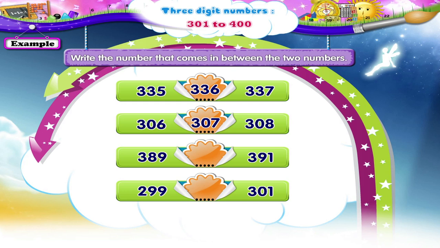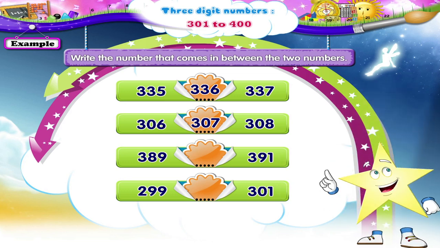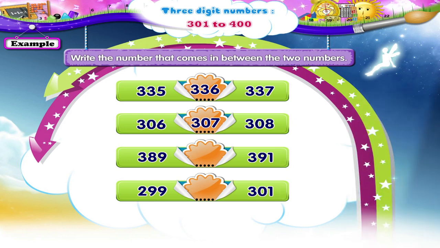The next pair of numbers is 389 and 391. What are you thinking? Yes, Dari, you are right. The number that comes in between is 390. Now, the last example. The number that comes in between 299 and 301 is 300.